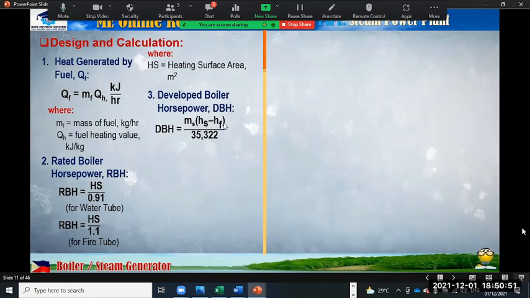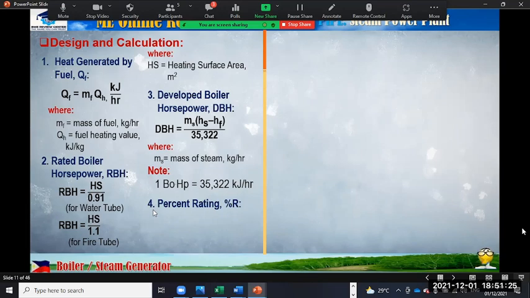So this becomes kilojoules per hour, and 32,322 has a unit of kilojoules per hour per boiler horsepower. So the kilojoules per hour can be cancelled out. Then what is going to prevail is the boiler horsepower. So we should take note that the mass should be expressed in kilograms per hour. And we are going to note also that one boiler horsepower is 32,322 kilojoules per hour right there.